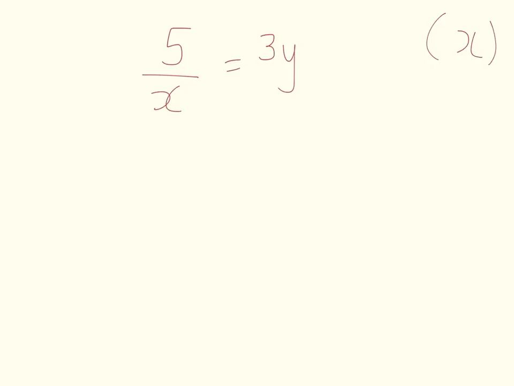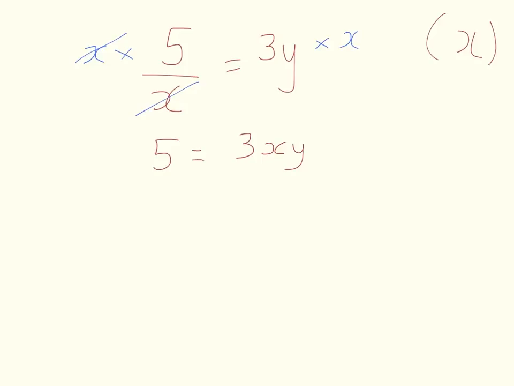So just as before, to undo any fractions, we would multiply both sides by the number or the value at the bottom. We would multiply both sides by the denominator. So that's what we're going to do here. By doing so, we're going to essentially cancel out these x's from the left hand side. So I'm going to be left with 5 equals 3y times x, which is 3xy.